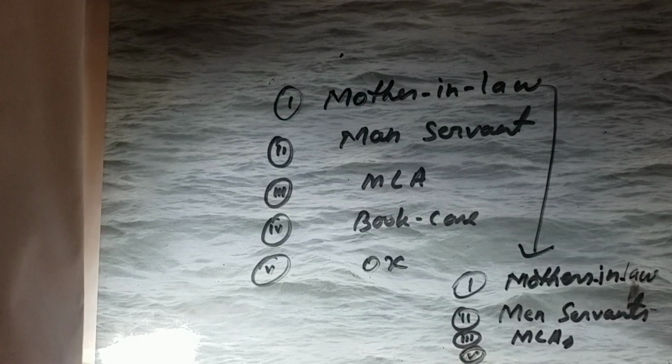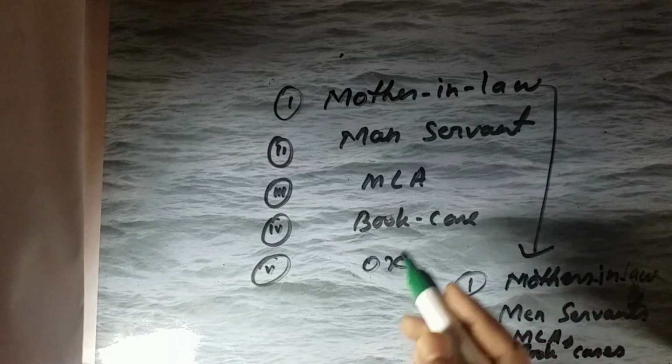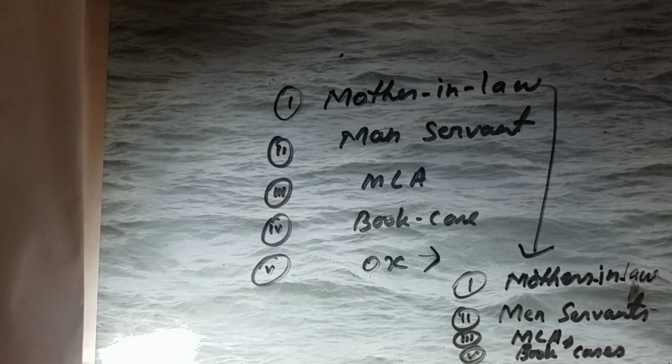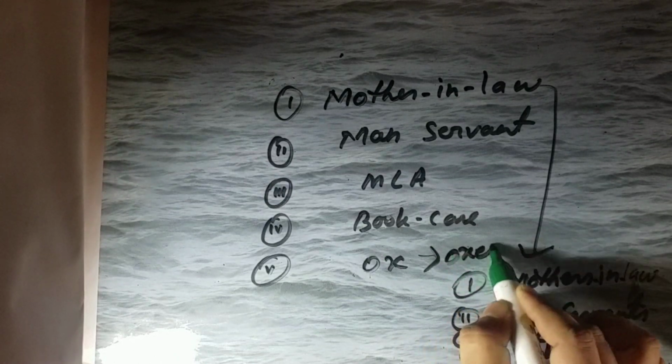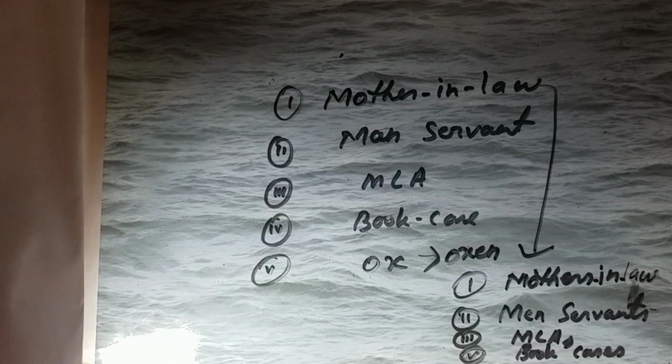The fourth one is bookcase. Then you cannot use the format of mother-in-law, books case. No, bookcases. Bookcases. And the final one is ox. It is universal, oxen you have to use. Everybody knows it. So these are the interesting concepts of plural forms. If you have the concepts, then easily you can use verbs, singular verb or plural verb. Otherwise, it will be a tough task for you.